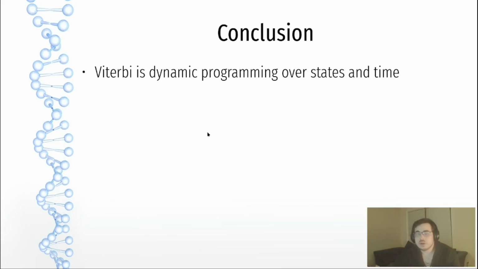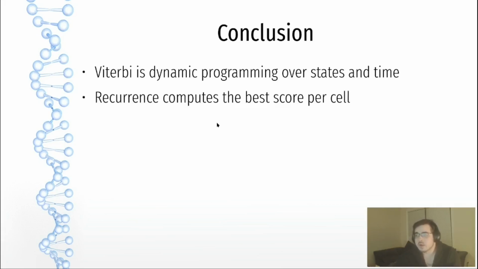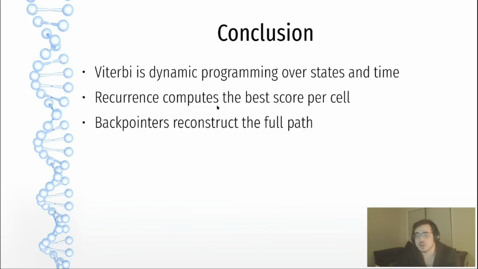In conclusion, Viterbi is dynamic programming over states and time. Recurrence computes the best score per cell, and backpointers reconstruct the full path so that we can determine the most likely hidden state from our observed state.